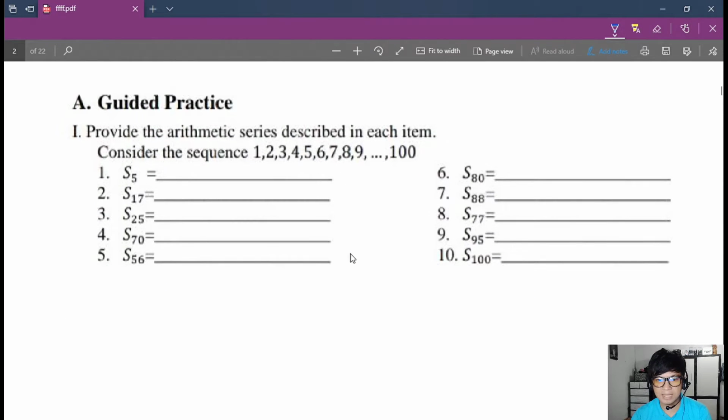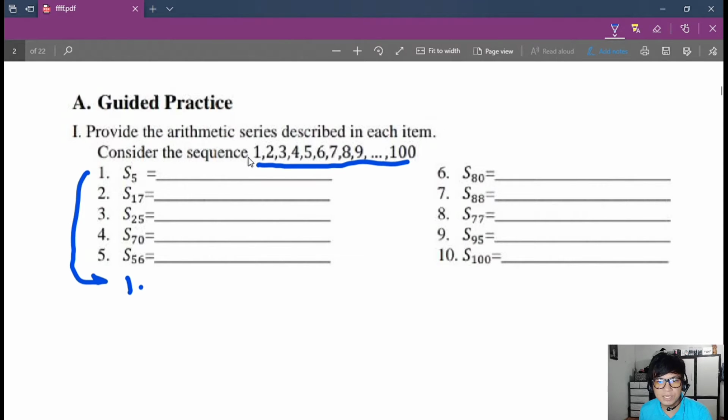So yung practice natin. Okay, provide the arithmetic series described in each item. Consider the sequence 1 to 100. So, ito yung sequence natin. This one is an arithmetic sequence. First one, number 1, the summation of first 5 terms. We're going to find the sum of first 5 terms.